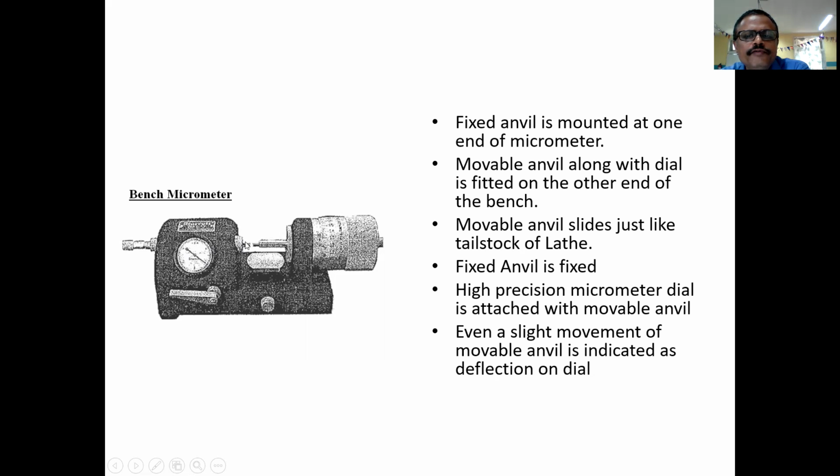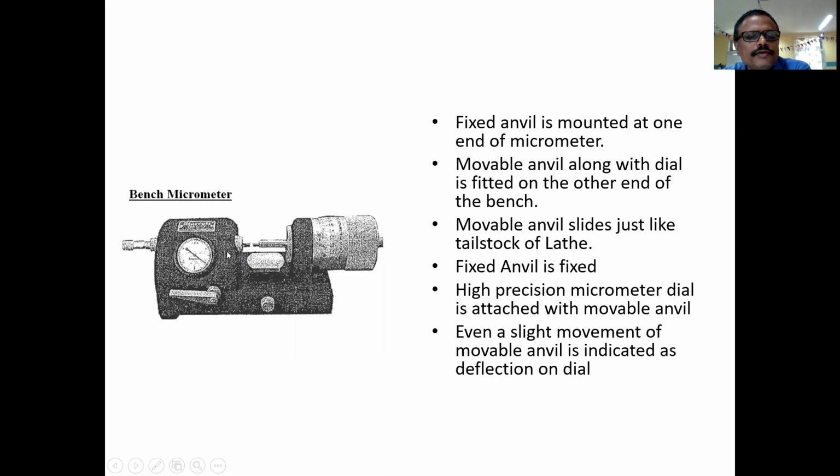The movable anvil slides similar to the tailstock of the lathe machine. All of you have seen the lathe machine and you have also seen the tailstock. So the movement of this anvil and its sliding is similar to the movement of the tailstock in the lathe machine. Then there is also this fixed anvil you can see here.